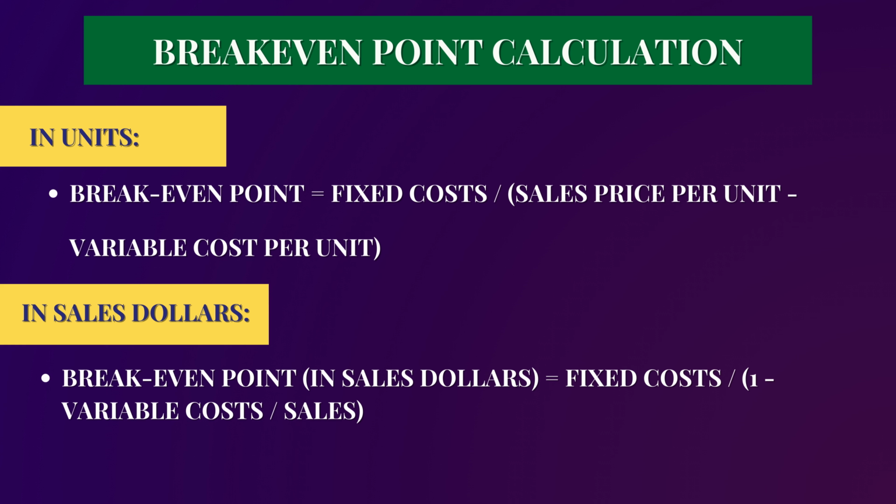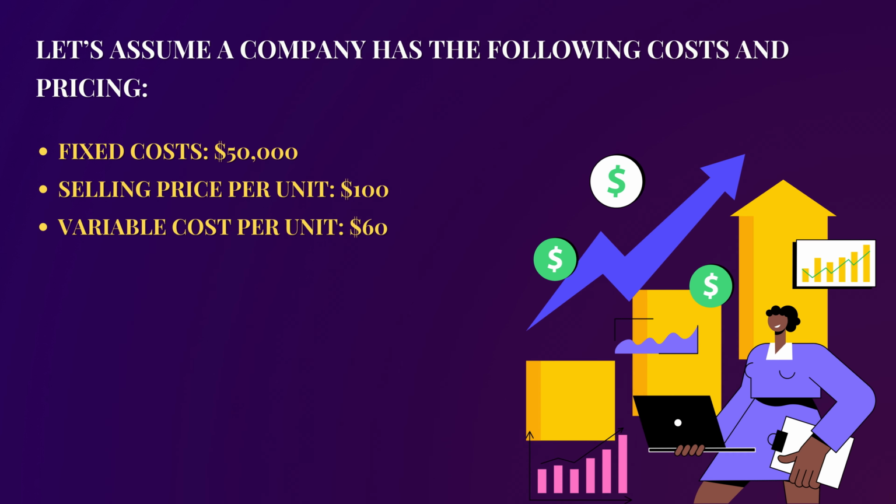Next topic is break-even point calculation. The break-even point can be calculated in units or in sales dollars. In units, break-even point is equal to fixed costs divided by the difference between the sales price per unit and the variable cost per unit. In sales dollars, break-even point is equal to fixed costs divided by 1 minus the ratio of the variable costs to the sales. Let's take an example to understand.